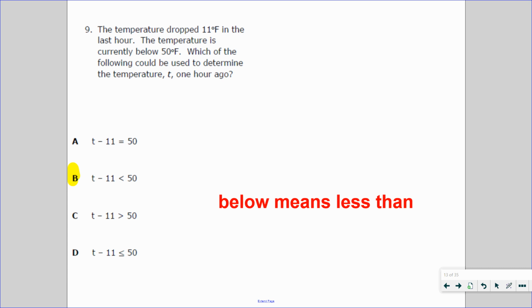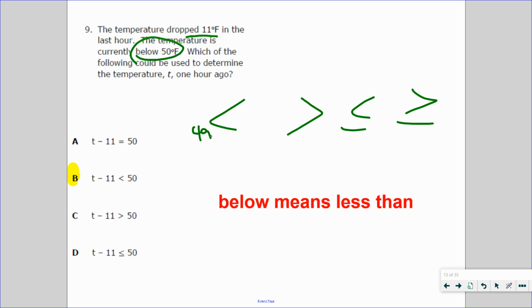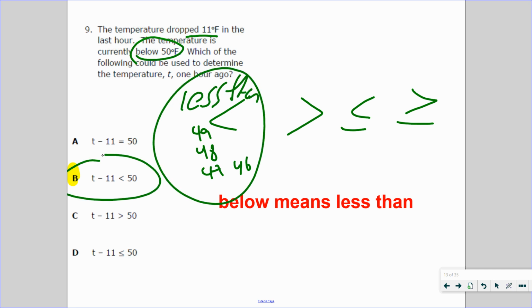17. Number 9, the temperature dropped 11 degrees. What does that mean to you? You drop, subtract. Oh, dang it, they're all subtract. The temperature is currently below 50 degrees. Below. As you can tell, they all look pretty much the same. Give me some numbers that are below 50. That's how you can do it. 49 degrees is below 50. 48, 47, 46. So this means less than. That's why B is the answer, less than.